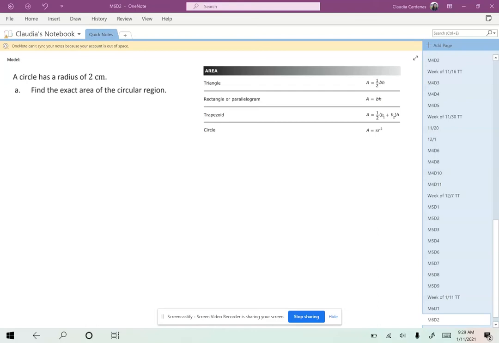Yesterday we began our first lesson of circles, which focused on circumference. And today we're going to learn about how to actually calculate the area of a circle. So the question says, a circle has a radius of 2 centimeters. Find the exact area of the circular region.